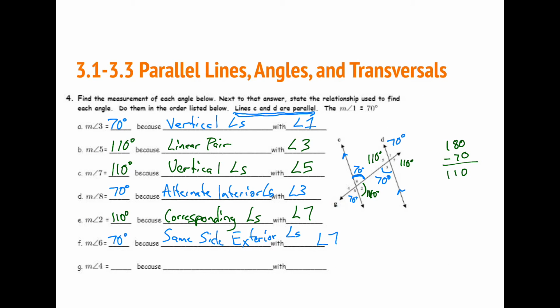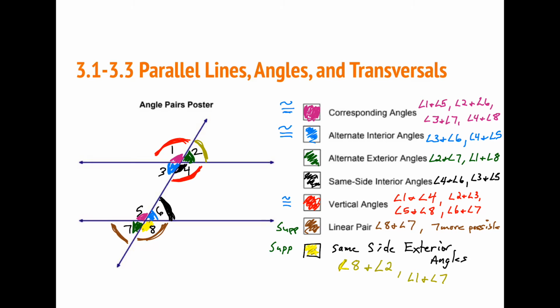And last one, measurement of angle 4. All right, so angle 4 is going to be 110 degrees as well. And my reasoning I chose was alternate exterior angles with angle 7. So if we go back here, we know alternate exterior angles are going to be congruent. And I didn't use same side interior angles, but from your deductive reasoning, if same side exterior are supplementary, then these are also going to be supplementary.